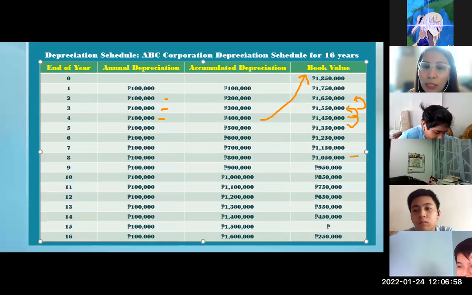And 450,000 pesos na lang on its 14th year. And 350,000 pesos on its 15th year. And the last one, 250,000 na lang yung amount or value ng machine na yan on its 16th year. So as you can see, equal or same yung amount natin, 250,000 pesos. Ending or last value. Ayan po.